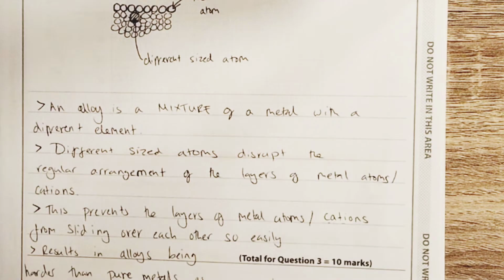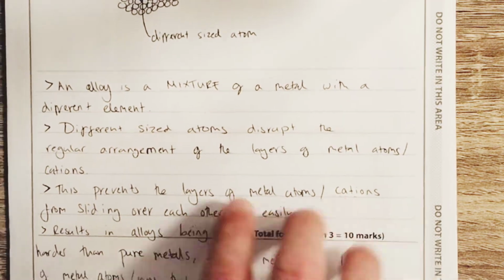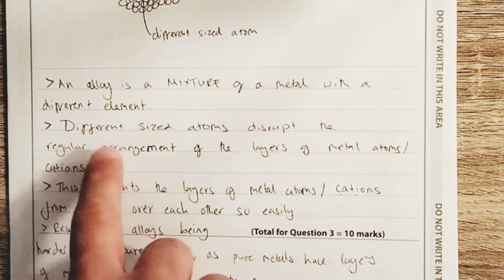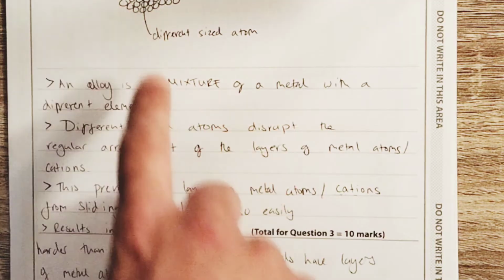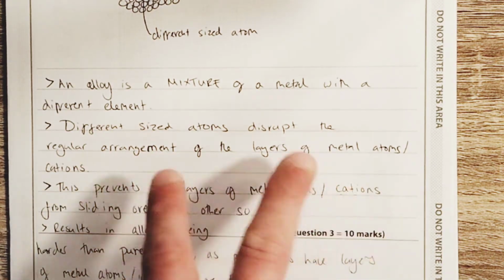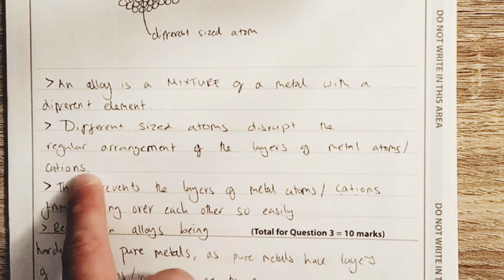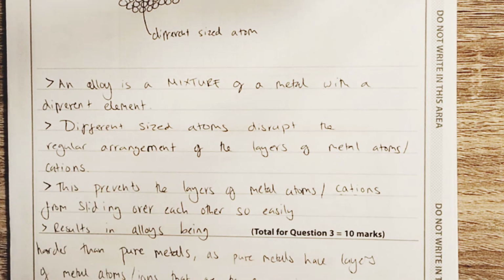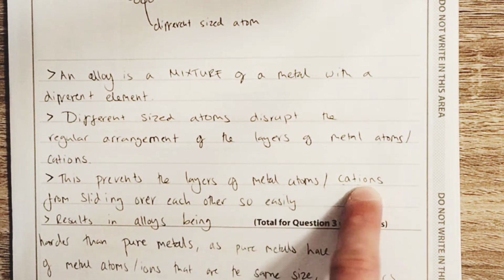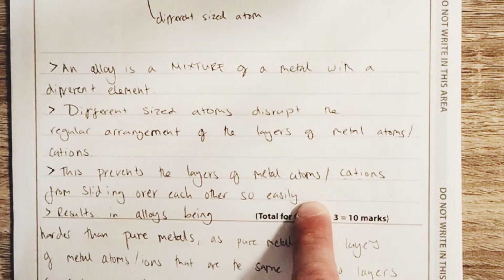Okay, so first of all, what is an alloy? An alloy is a mixture of a metal with a different element. Could be another metal, could be carbon. Different sized atoms, like the one I showed above, disrupt the regular arrangement of the layers of metal atoms or cations, depending on which way you're approaching this. I would probably refer to them as cations, because that would link back to giant metallic structures as well. This prevents the layers of metal cations from sliding over each other easily.